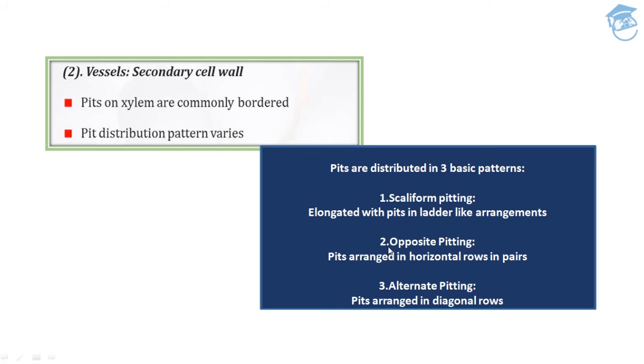So there are 3 basic patterns in which pits are distributed. First is scalariform pitting, wherein elongated pits are in a ladder-like arrangement. Then comes opposite pitting, that means pits are arranged in horizontal rows in pairs. And the third basic pattern is alternate pitting, wherein pits or pores are arranged in diagonal rows. Okay, so these are the 3 basic patterns in which pits are distributed.